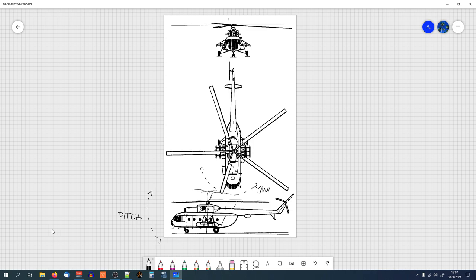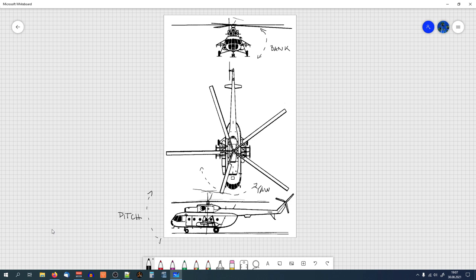Then the next control is banking. And banking is basically this movement. You can also call it roll. And that is done with your mouse left and right. And this is also similar to pitch. It's basically a rotor disc being tilted left or right, and that will cause the helicopter to bank.